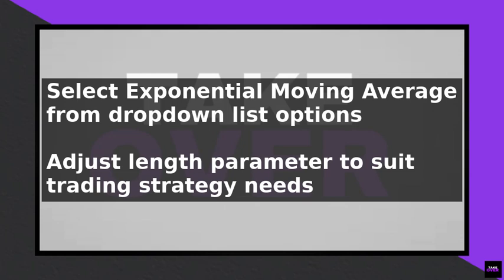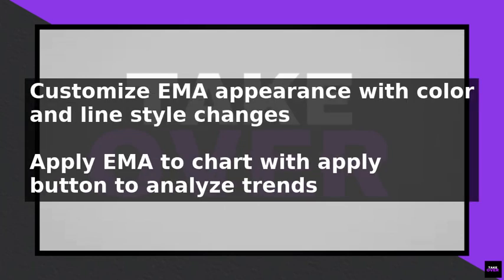After setting the length and source, you can customize the appearance of the EMA on your chart. You can change the color, line style, and line width to make the EMA stand out or blend in with other indicators. You can also add multiple EMAs with different lengths to create a moving average crossover strategy.